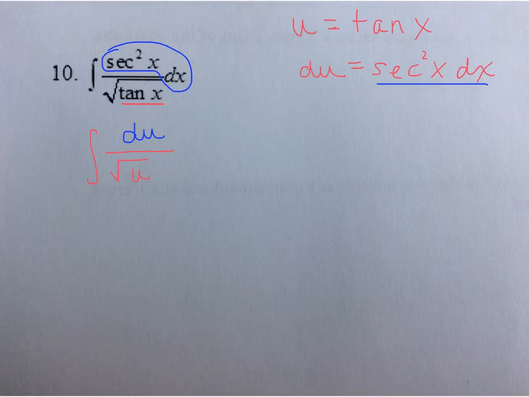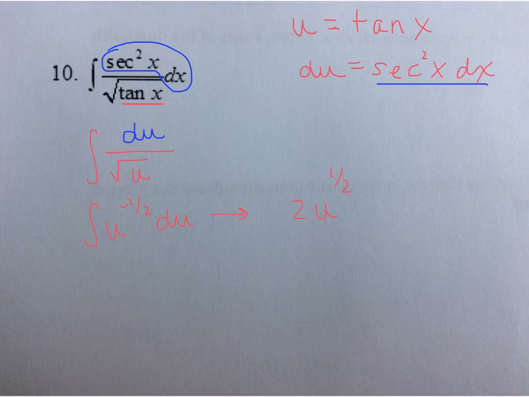So my new integral in terms of u is the integral of du over root u. You could think of that as u to the negative 1/2 du. And now that's a simple power rule, so I'm going to raise it and cancel it, right? So I've integrated, the integral sign and the du go away.